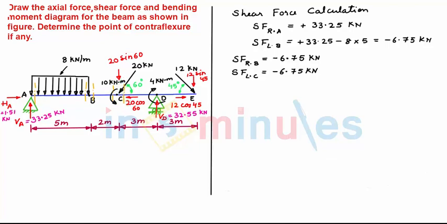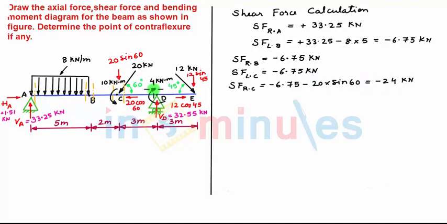Now moving the section beyond point C, by taking a section towards right of C and very near to it, the shear force towards right of C is given as, we see as we move from this section to this, the only addition is the vertical and downward force of magnitude 20 multiplied by sin 60. So we have minus 6.75 minus 20 multiplied by sin 60. So this comes out to be minus 24 kN.